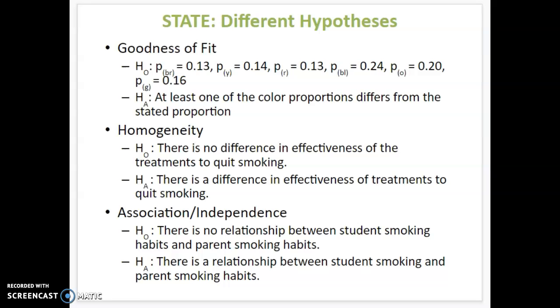So even for this goodness of fit, and this is the M&M example again, we could say that the distribution of color proportions in our sample matches the stated distribution. And again, it only takes one to be significantly off from what it's supposed to be in order for that alternative to be true. Not all 6 of them have to be incorrect.